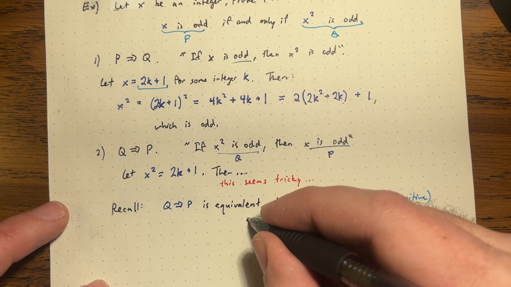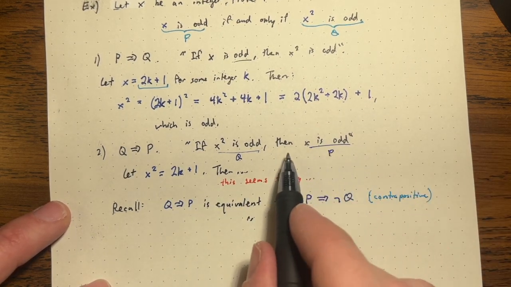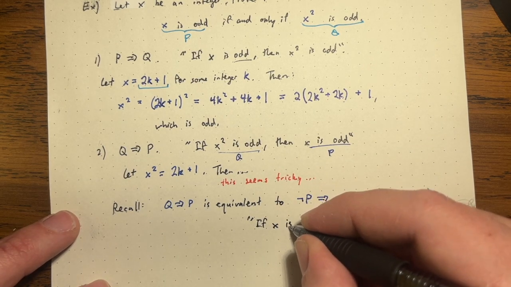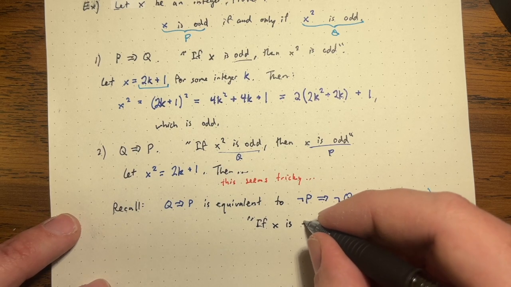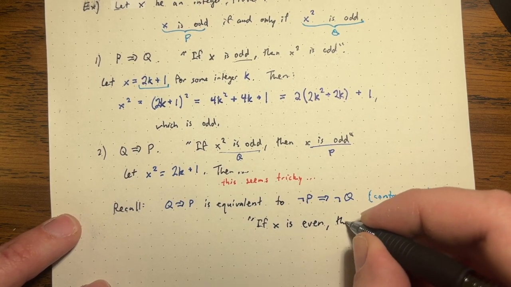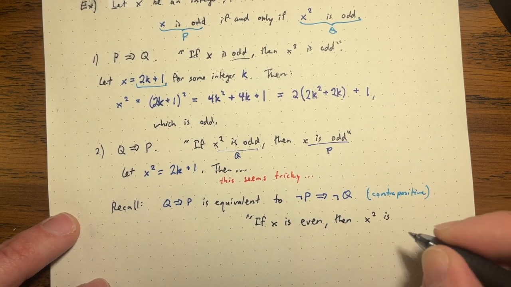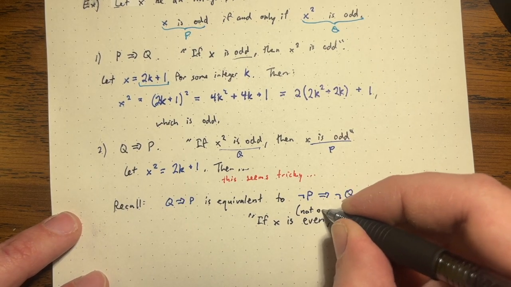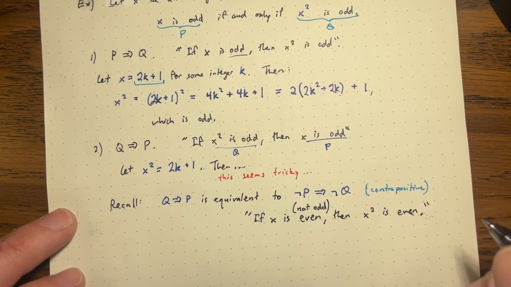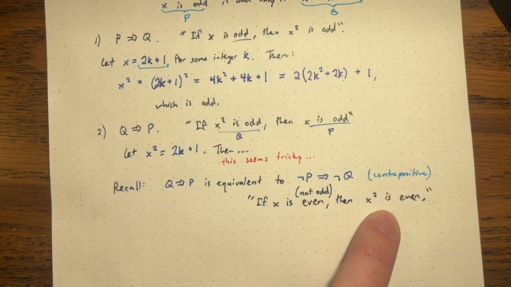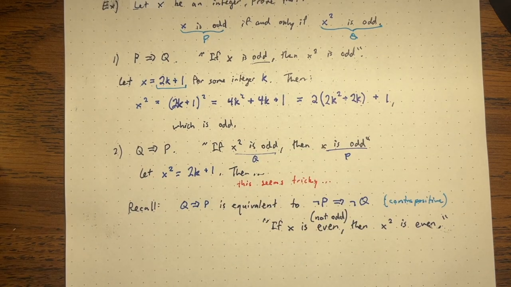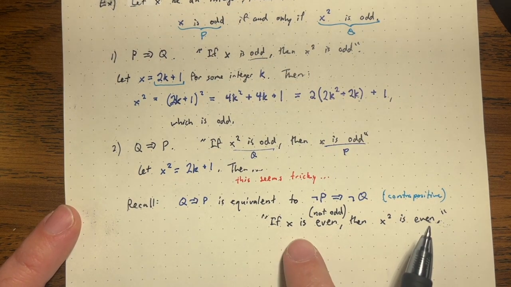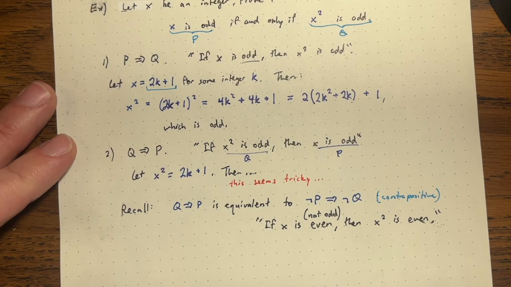Let's write out the contrapositive just to be clear. So it's saying not this. So if X is not odd, another word for not odd would be even, then X squared is not odd, is even. That's the contrapositive. That is equivalent to this statement. Okay. And I feel like this is much easier to prove, right? How do you prove this?